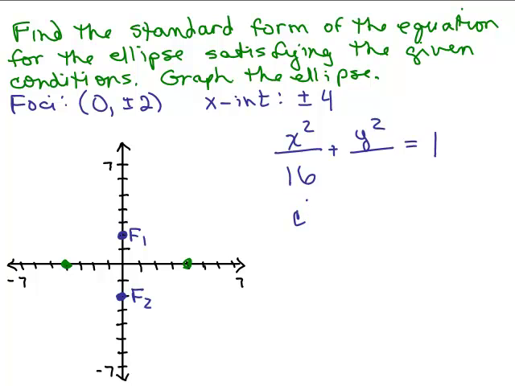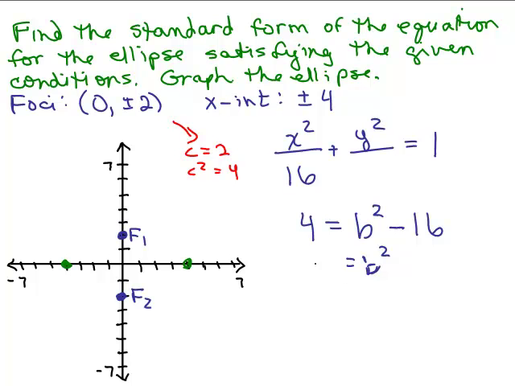So again, I know c squared is, actually, instead of writing c squared, how about I note that c is 2, right? C is 2, so c squared is 4, okay? So I know that 4, which is c squared, is the bigger number, well, this time it's what's underneath the y squared. Again, I'm just going to call that b squared, minus the smaller number, since that's the minor axis. So I'm going to add 16 to both sides. So b squared is 20.